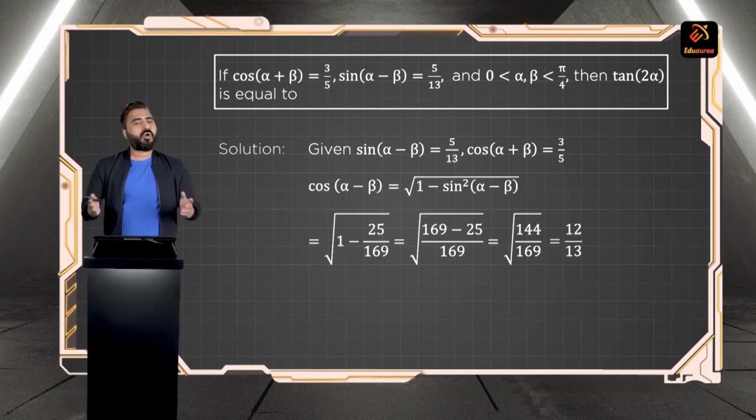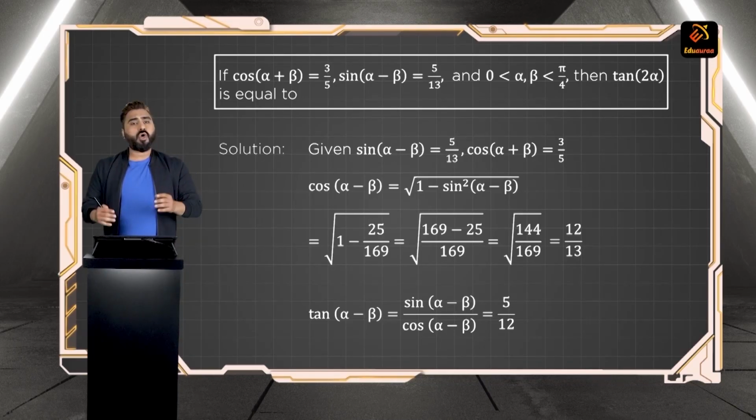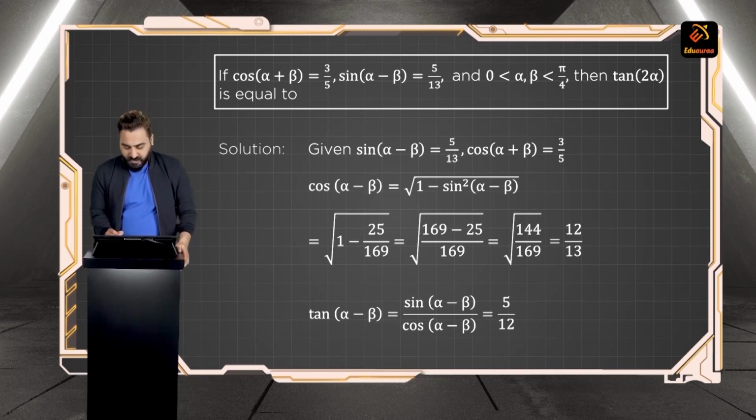Now students, we have cos(alpha minus beta). What will be tan(alpha minus beta)? So tan(alpha minus beta) will be sin(alpha minus beta) upon cos(alpha minus beta). So when we substitute these values, we get tan(alpha minus beta) as 5 by 12.